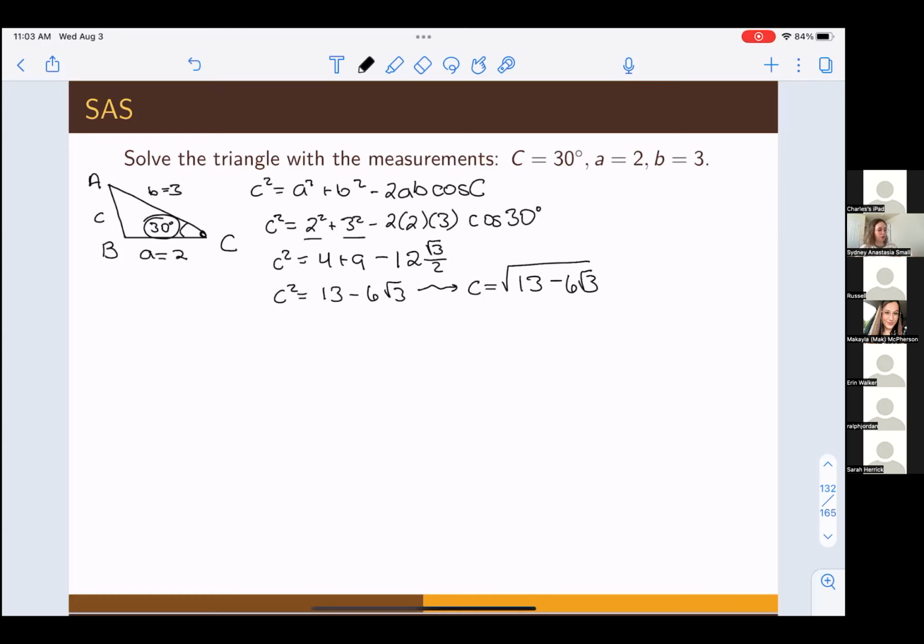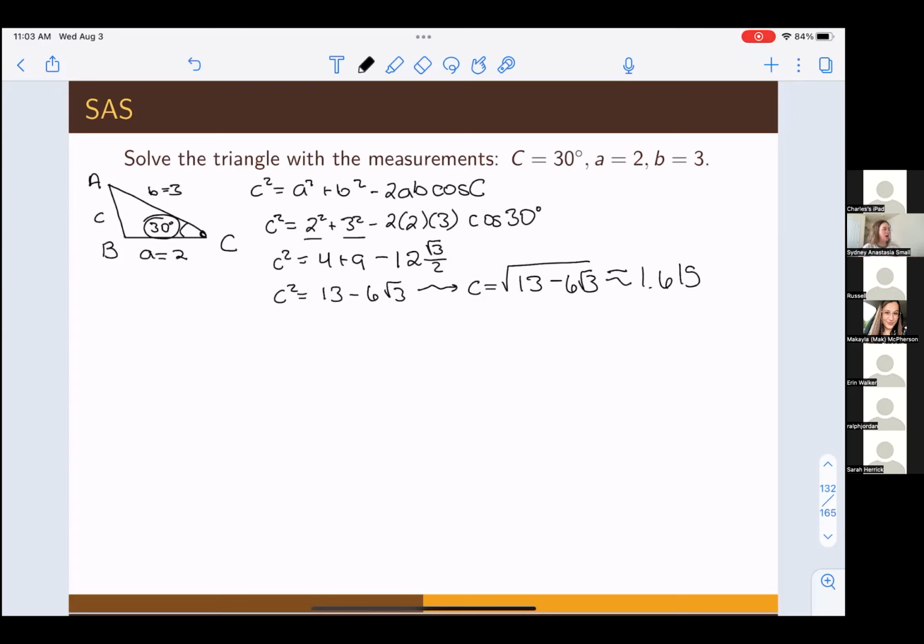Again, when we take that square root, we have to think, oh, is it plus or minus the square root of 13 minus 6 root 3? When we're working with triangles, it will always be the positive version of that, because we cannot have a tangible triangle with a negative side length. So it will always just be the positive version of the square root, which, plugging this into my calculator, gives me approximately 1.615. Cool. I now know my side length C.